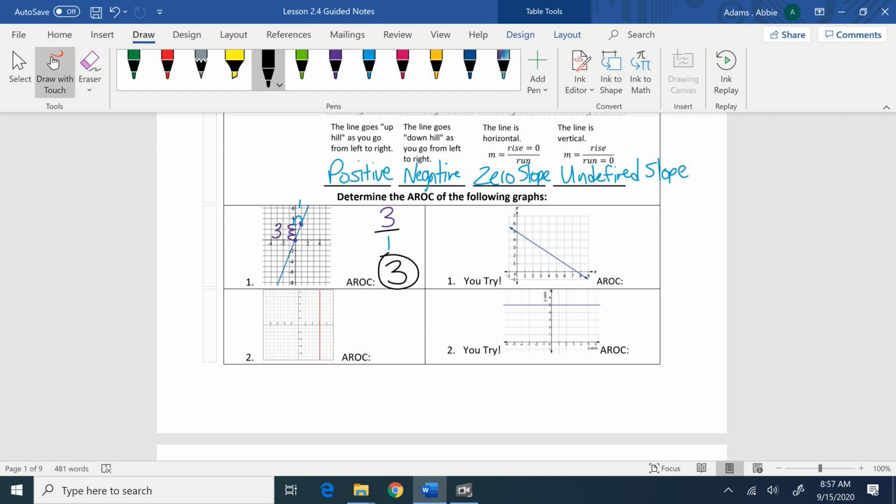But if I look at example problem 2, that is a vertical line. Anytime you see a vertical line, you know it's going to be something divided by 0. In math, if you divide something by 0, it is undefined. So therefore, if you have a fraction that has a denominator of 0, your average rate of change is undefined. So our AROC here is undefined.